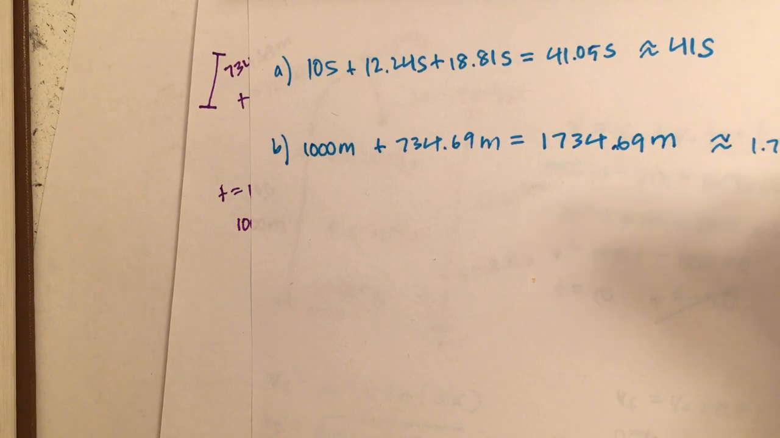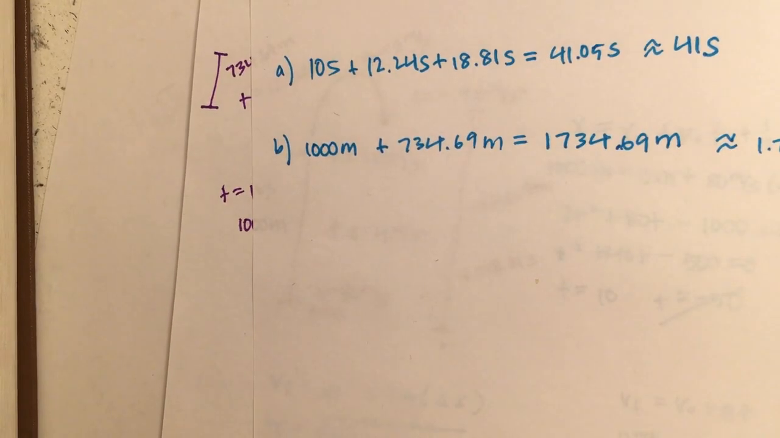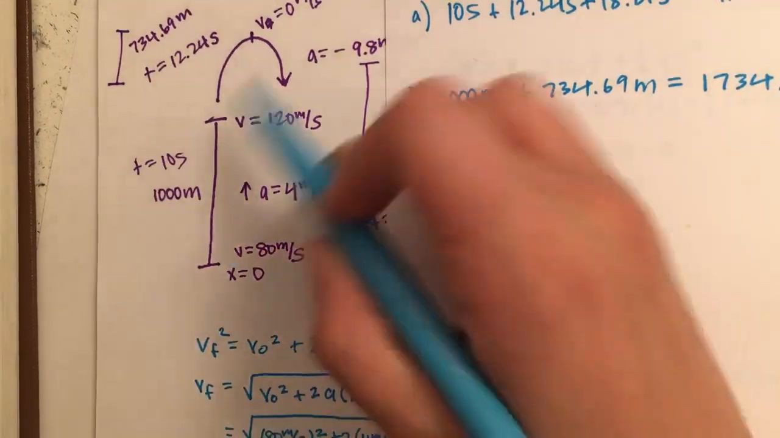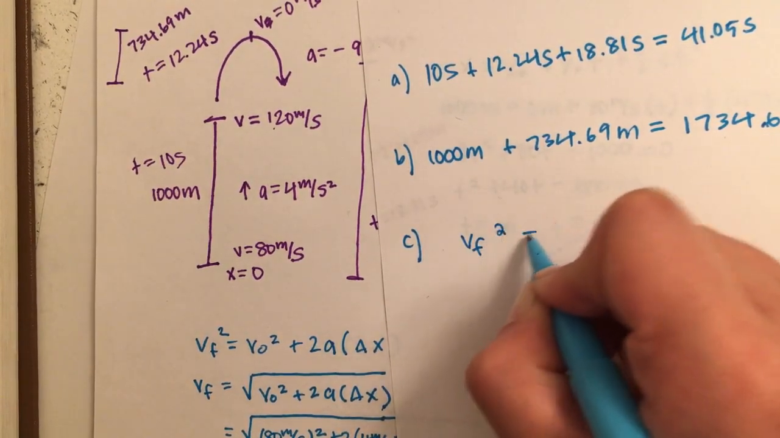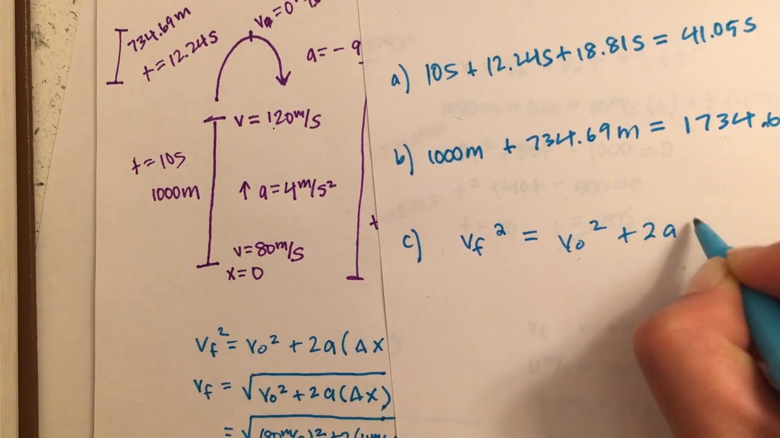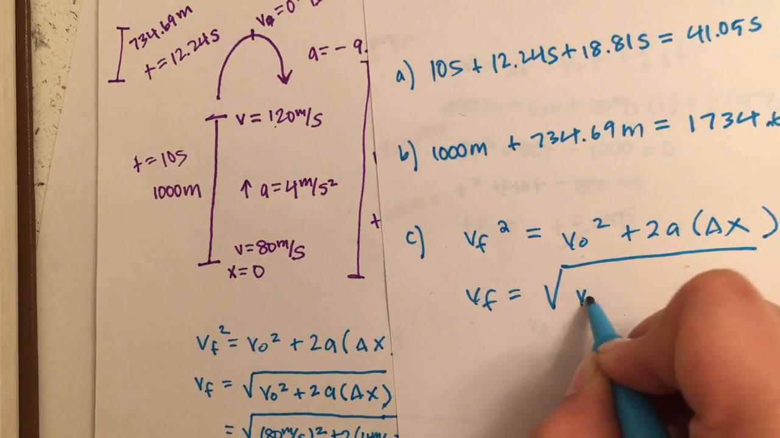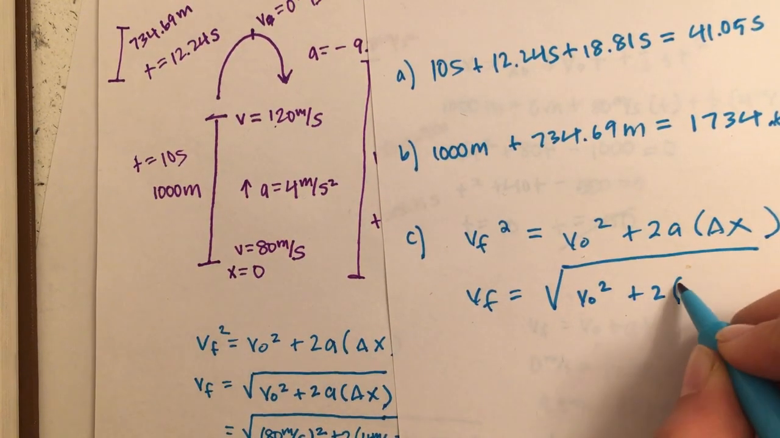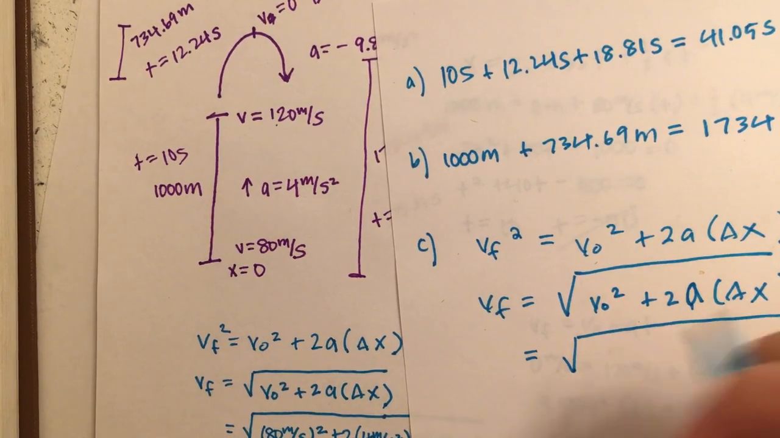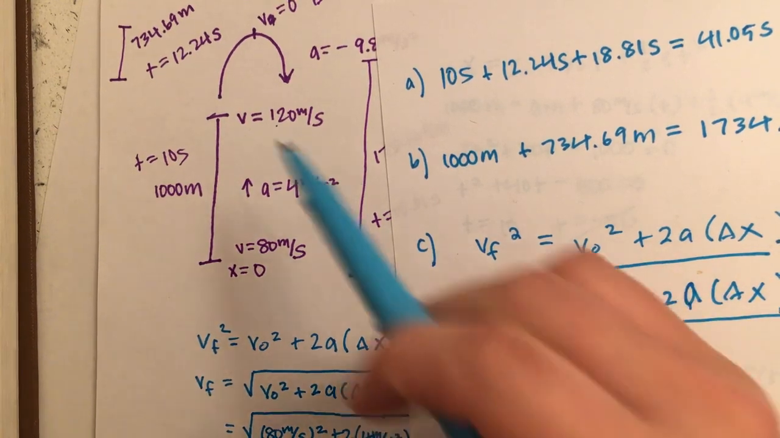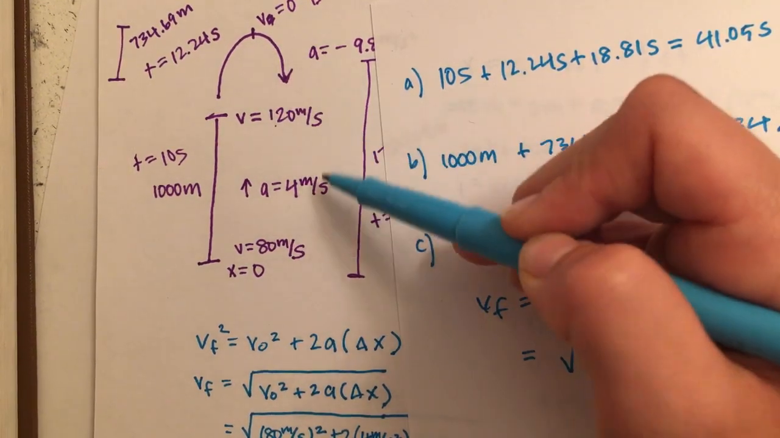C, what is the rocket's velocity just before it collides with the Earth? So for this, we have all this given information that we've already found out here, and we can use one more final kinematic equation, velocity final squared equals velocity initial squared plus 2a delta x. Velocity final equals the square root of velocity initial squared plus 2a delta x, and plug in everything that we know. 0 squared, because we're going from up here. So since it's 0, we're just trying to find the velocity that it gains going all the way down until it hits here.